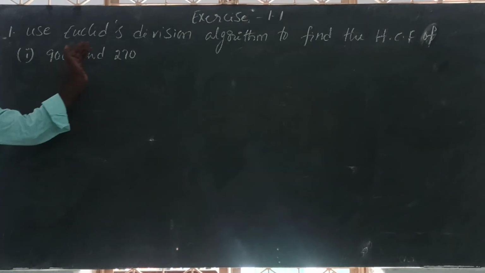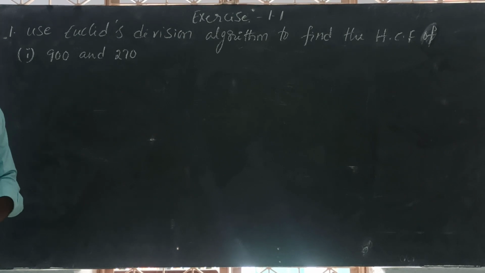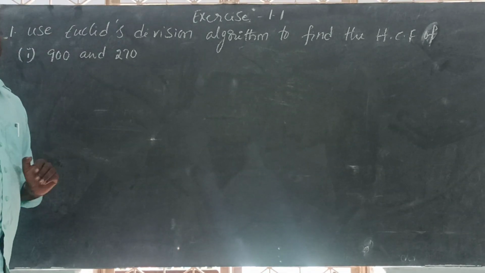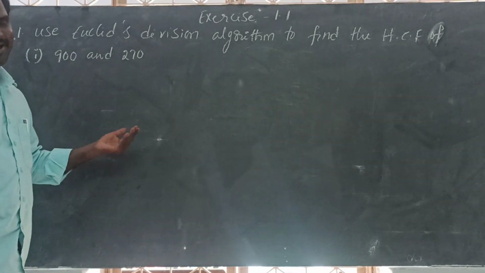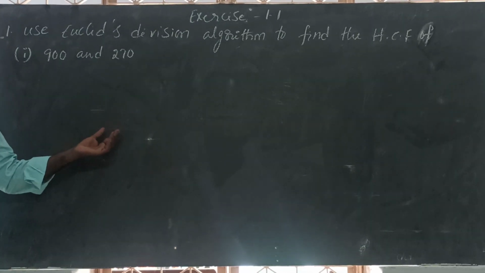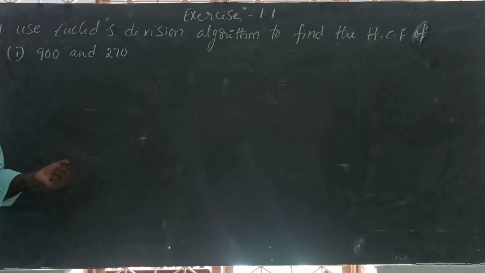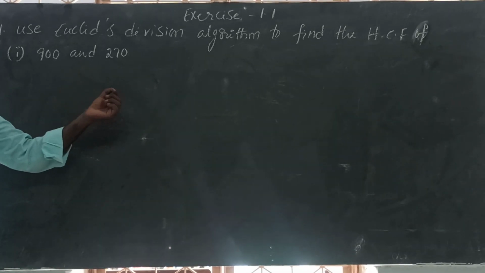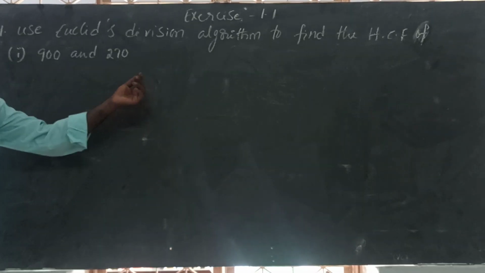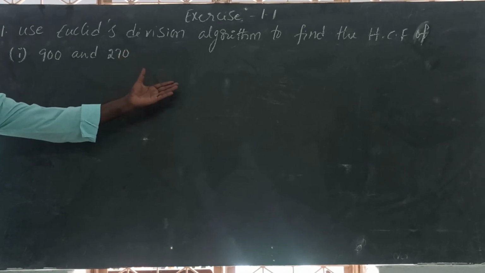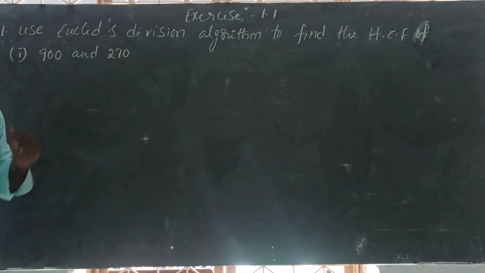Okay, Euclid division algorithm. What is called Euclid division algorithm? Dividend is equal to divisor into quotient plus remainder. Okay, a is equal to b into q plus r. Here, what are the conditions of the remainder? The remainder is greater than or equal to 0 and less than the divisor.